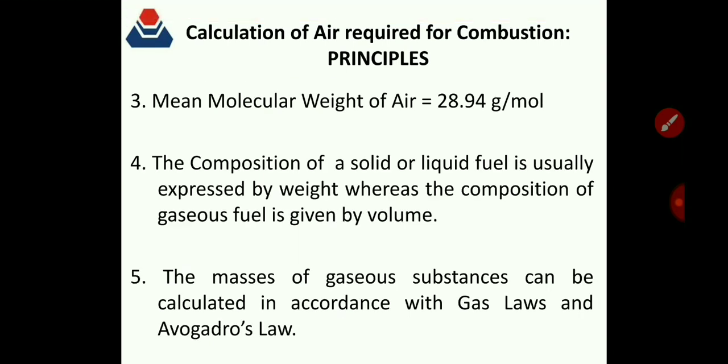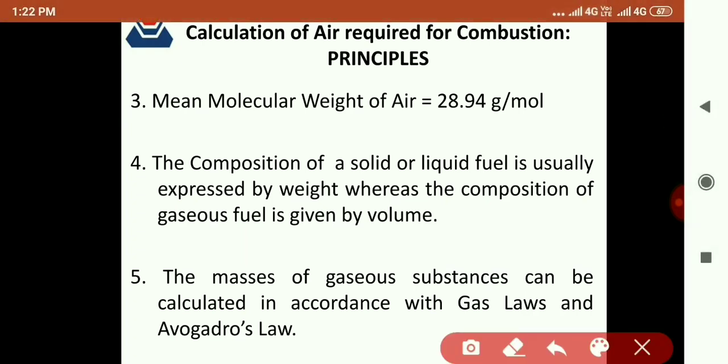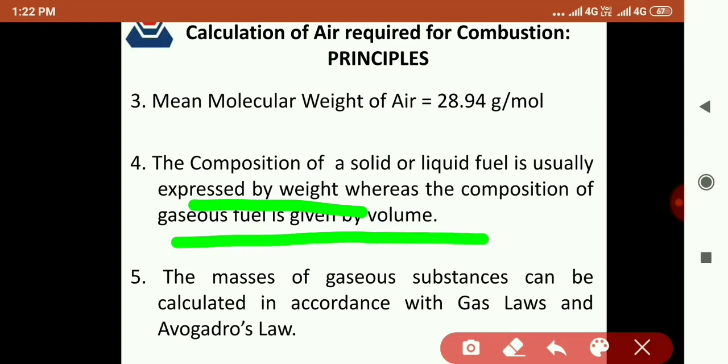Mean molecular weight of air is 28.94 grams per mole. The composition of a solid or liquid fuel is usually expressed by weight. अगर हम सॉलिड और लिक्विड फ्यूल की बात करेंगे तो ये वेट के फॉर्म में हम एक्सप्रेस करेंगे, जबकि गैशियस फ्यूल अगर लेंगे तो it is always expressed and calculated by volume. Masses of gaseous substances can be calculated in accordance with gas laws and Avogadro's law.